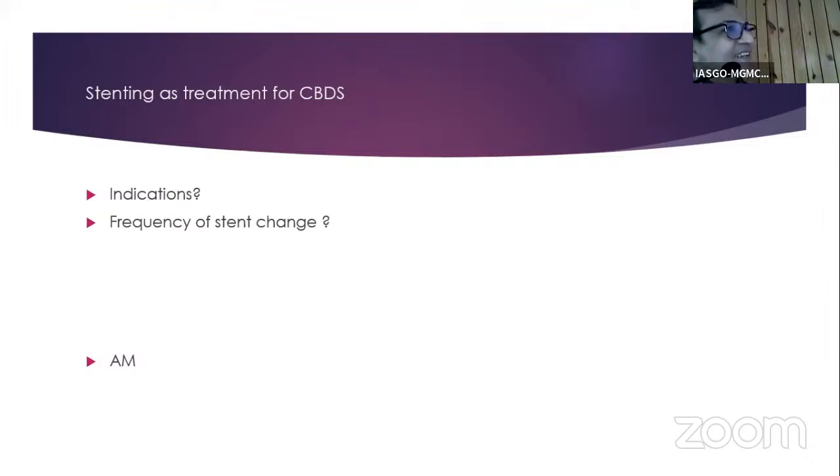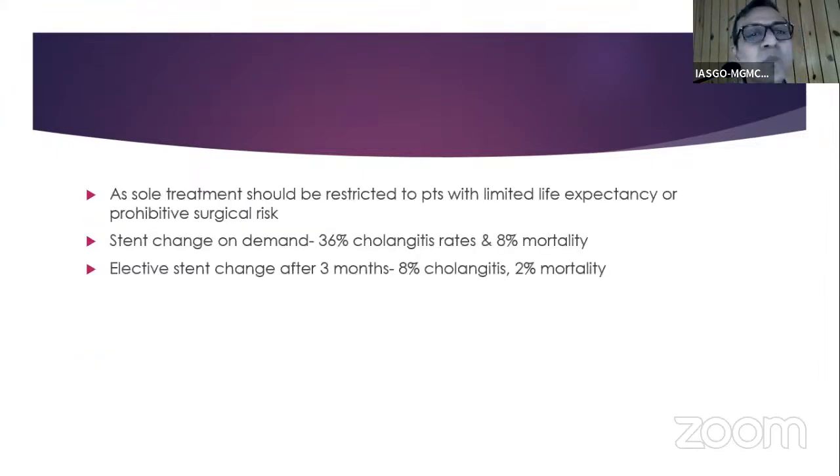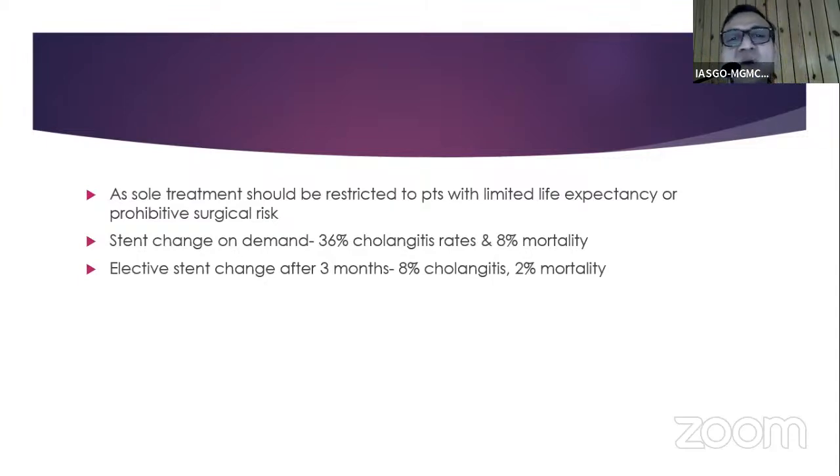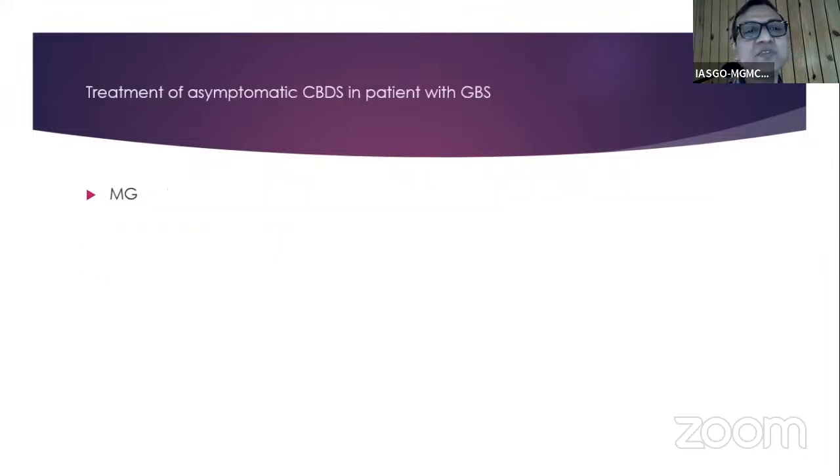That is only a limited group of the population, very old people who cannot be subjected to surgery, or those who have such debilitating illnesses where the life expectancy is very low. Exactly. So that is the only place where it has been used. So a very limited indication. And regarding stent frequency, it has been proved that stent change on demand has a much higher rate of cholangitis and mortality in comparison to elective stent change every 3 months in these patients.